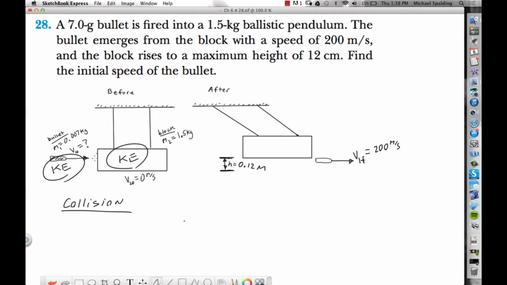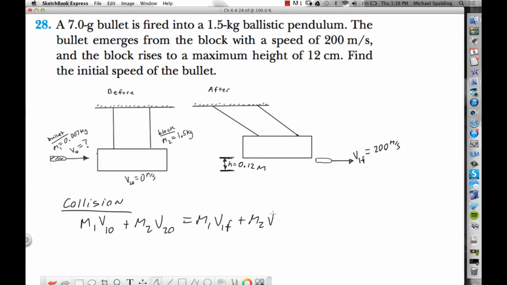If you stuck your finger in this bullet hole, what would you notice about that bullet hole? It's hot, dude. It'd be really hot, okay? So you cannot use conservation of energy in the collision, but you can use conservation of momentum. All right, so conservation of momentum: M1 V1 initial plus M2 V2 initial equals M1 V1 final plus M2 V2 final. So all that's saying is total initial momentum equals total final momentum.